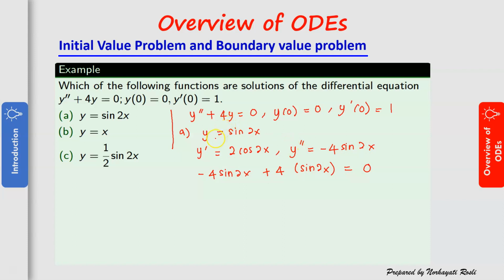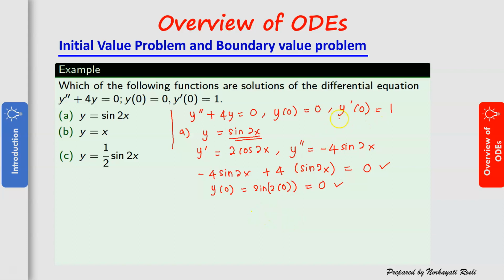But we need to check here, is it y at x equal to 0 equal to 0? So now we check y(0). For this x you need to substitute with 0. It is equal to sine 2 times 0. This means that when we solve this one, it is actually sine 0, which is equal to 0. So it's fulfilled for the initial value y(0).